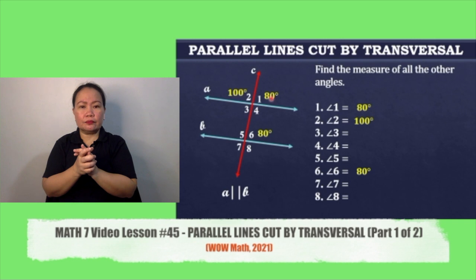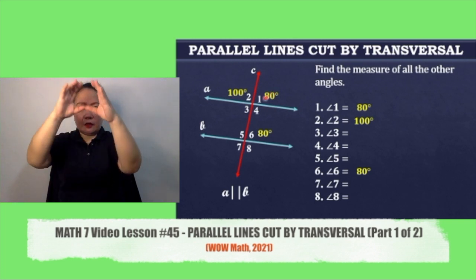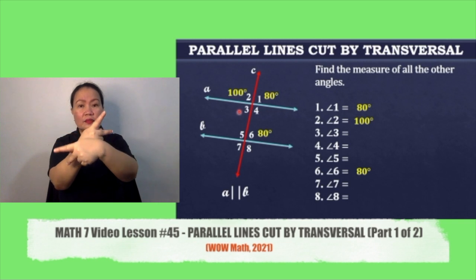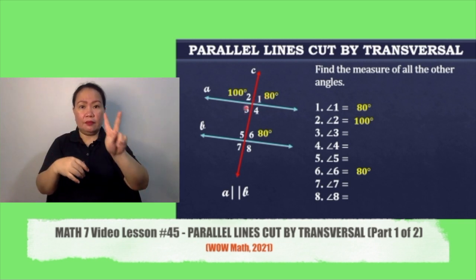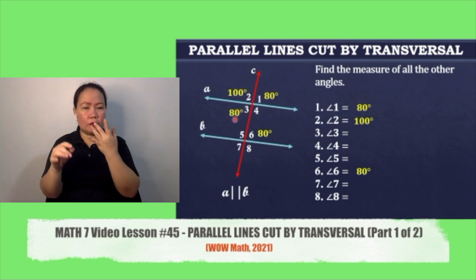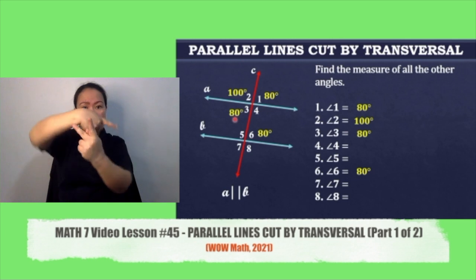Okay. Now, pag nakuha mo na to, so that is 80. Angle 1 is 80. Pwede mong gamitin yung concept ng vertical angles. That vertical angles are congruent. So, si angle 1 at si angle 3 are vertical angles. So, pag sinabi natin vertical angles, congruent yun. So, therefore, malalaman mo agad that this is also 80 degrees. Okay? So, your angle 3 is 80 degrees.